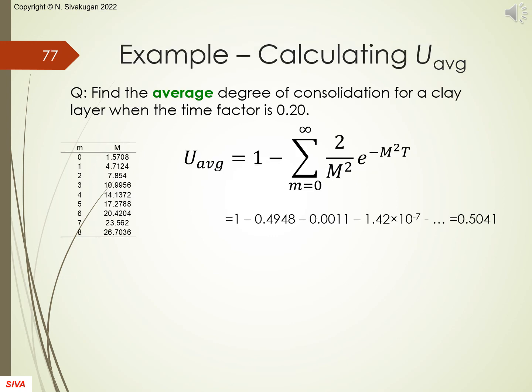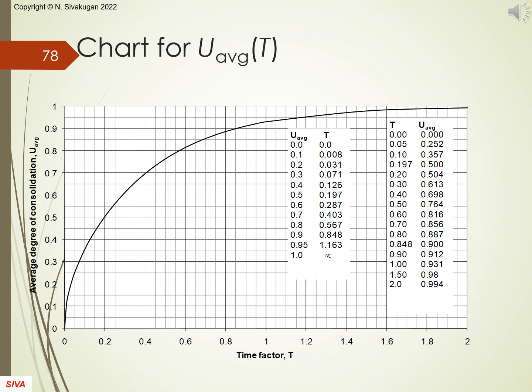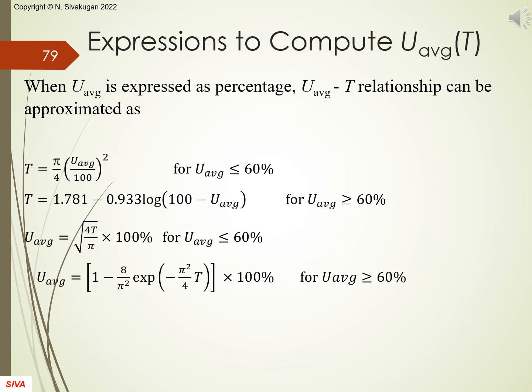Here is an example of computing the U average for a specific time factor. Again, quite a bit of work. Here is the graphical representation of the average degree of consolidation as a function of time factor. Two sets of values worth remembering are, for U average equals 50%, T equals 0.197, and for U average equals 90%, T equals 0.848. Here, we have two sets of equations relating U average and T. One is for U average less than 60% and the other is for U average from 60% to 100%.